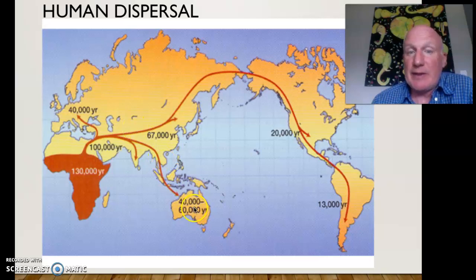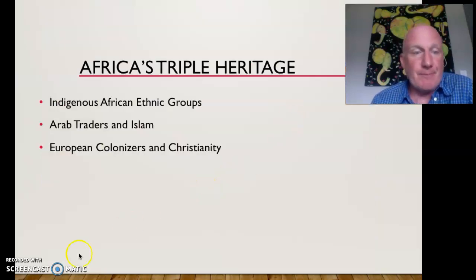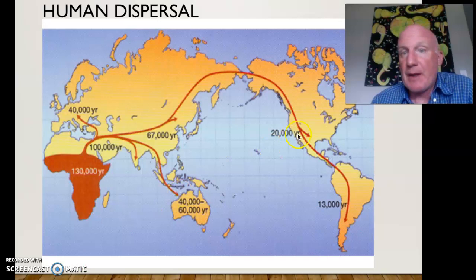And so they went down into Southeast Asia and into Australia about 40 to 60,000 years ago. Around the time they settled into Australia, they then began to settle into Europe and Russia, and then made their way over the Bering Strait into North America. About 20,000 years ago, they populated North America, and then 13,000 years ago, finally settled into South America.